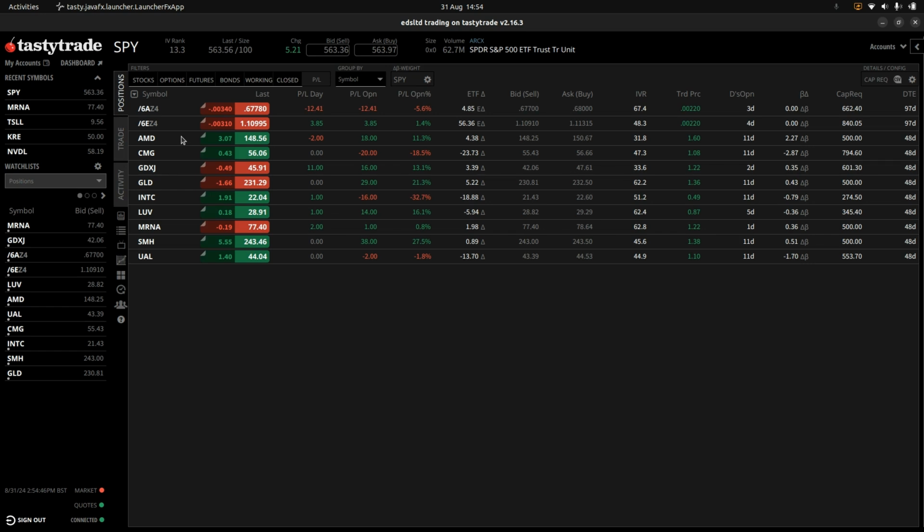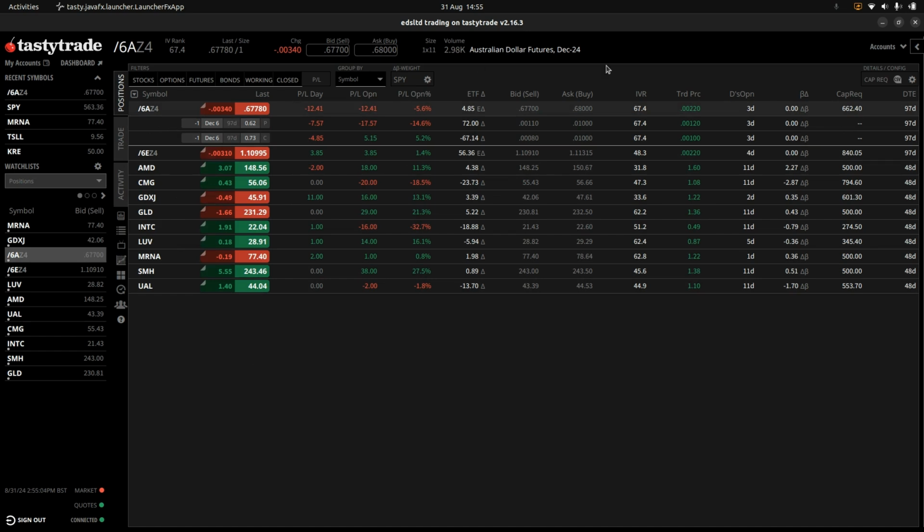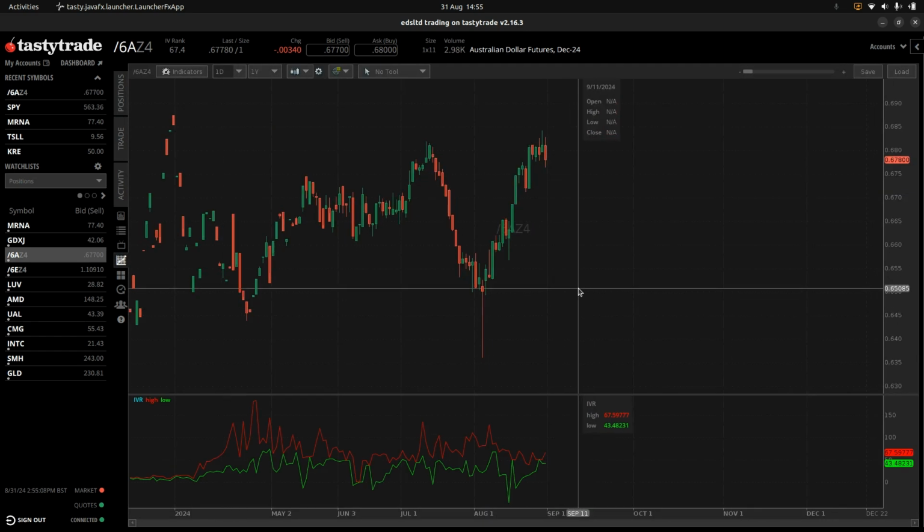But we're going to have a look at everything on a position by position basis. As you can see, the market is currently closed right now. It is a Saturday. Saturdays or Sundays, I do like to just do a little portfolio review. So first thing we've got is the Australian dollar futures. Let's have a look at the chart and see where we are.